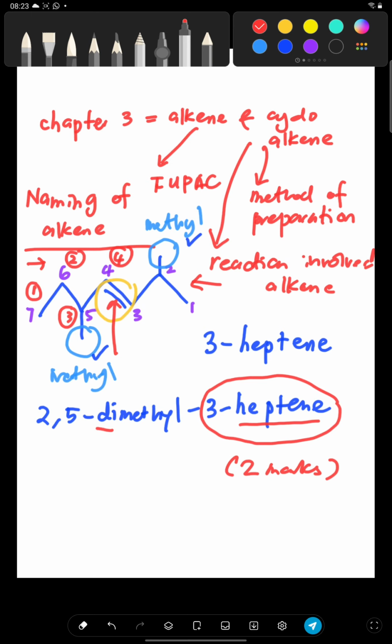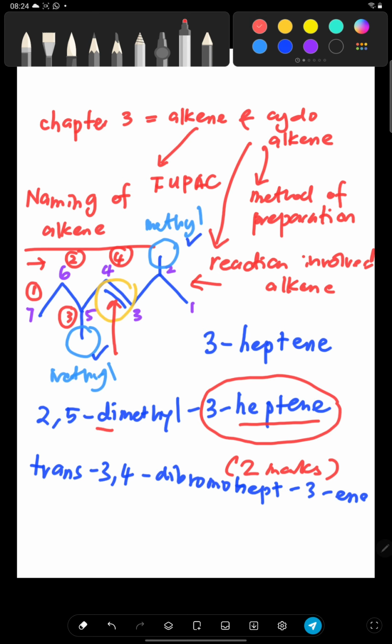So how do we draw the structure for alkene? I will give the name, and you need to draw the structural formula. So let's say I give this name: trans-3,4-dibromohept-3-ene.